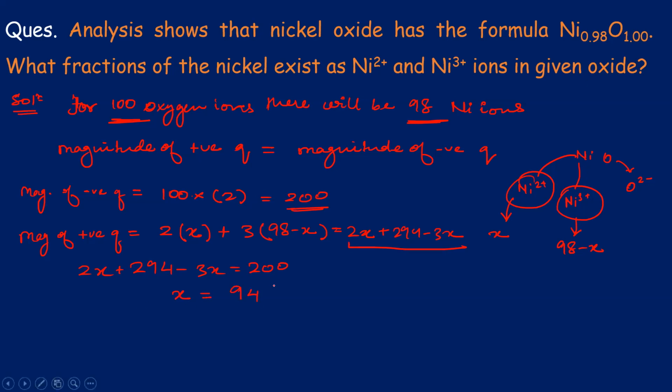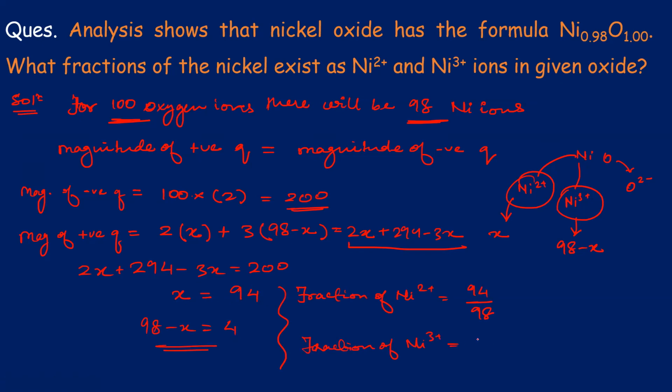Okay, so if you solve this, X will be equal to 94 and 98 minus X will be equal to 4. This is the number of Ni2+ ions. So they're asking here for the fraction. The fraction of Ni2+ is equal to the number of Ni2+ ions, that is 94, divided by the total number of Ni ions, that is 98, and the fraction of Ni3+ will be equal to 4 upon 98. So please write this down. Let me know when you're done.